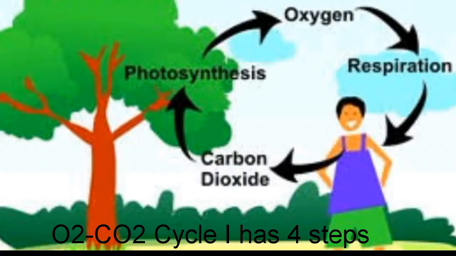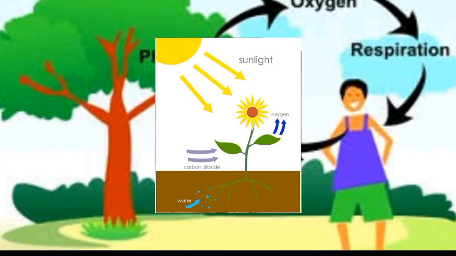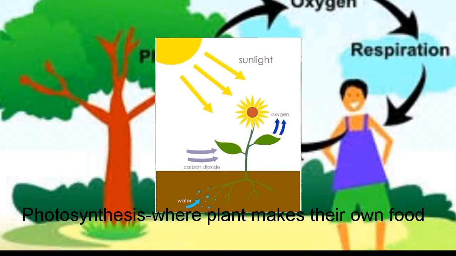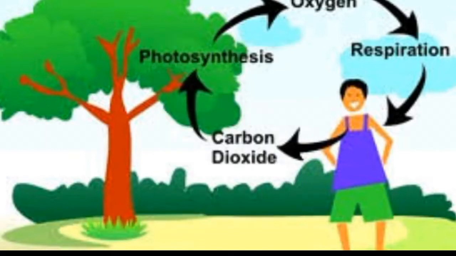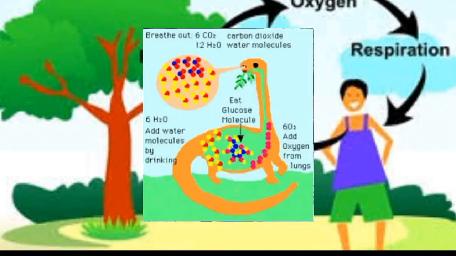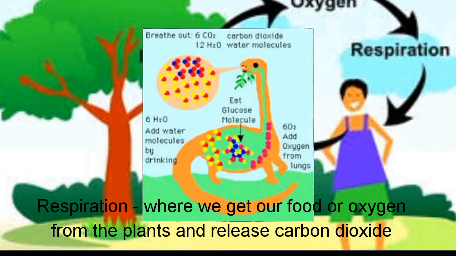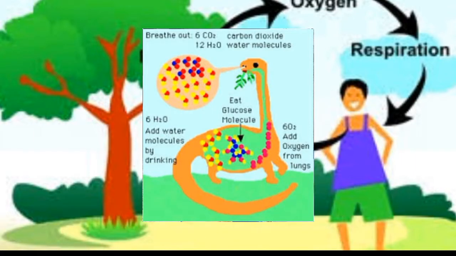The oxygen-carbon dioxide cycle is simple and it has four steps, where it helps the plant to produce water and food for themselves. Respiration, where we or the animals take oxygen along with the sugars and release carbon dioxide.